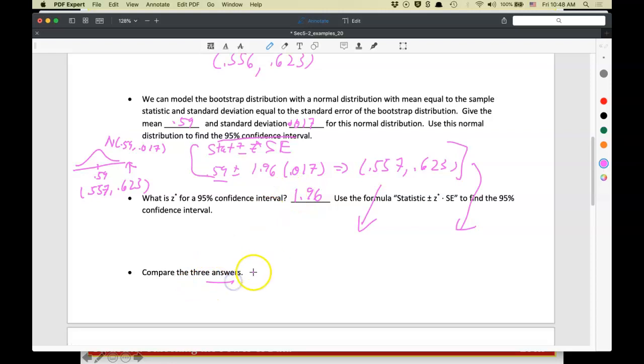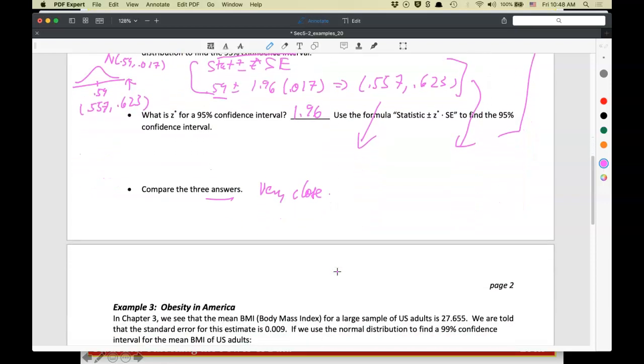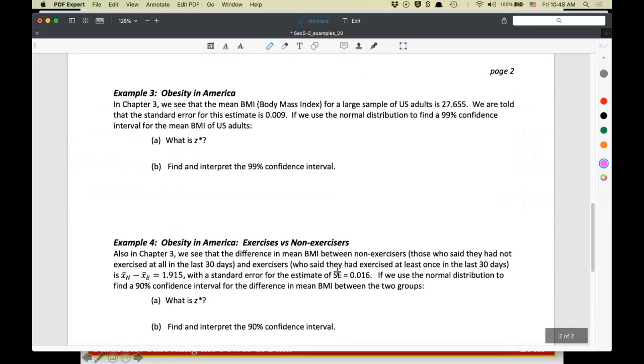But the idea is that the three answers are very close. These two are identical because it's just rescaling the normal distribution. We change the mean and standard deviation to be standard normal, and so the three answers are very close. So these are essentially equivalent methods. Let's take a look at another example.